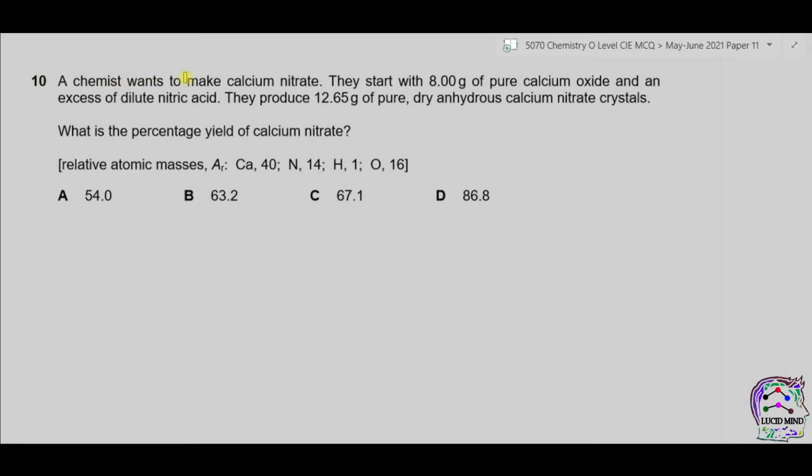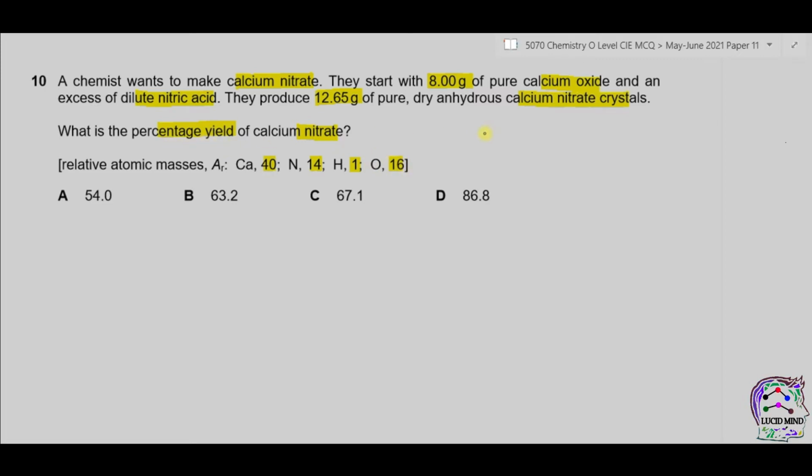Question 10. A chemist wants to make calcium nitrate. They start with 8 grams of pure calcium oxide and an excess of dilute nitric acid. They produce 12.65 grams of pure dry anhydrous calcium nitrate crystals. What is the percentage yield of calcium nitrate? We have relative atomic masses given. For calcium it is 40, for nitrogen it is 14, for hydrogen 1 and oxygen is 16.